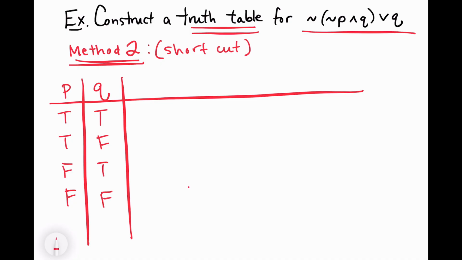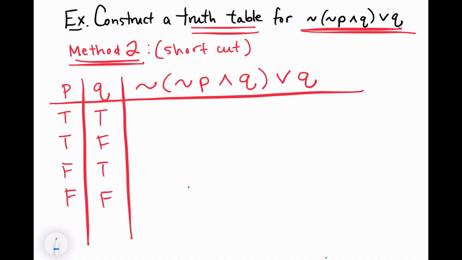Now instead of writing the statement piece by piece, I'm going to write the whole statement here: the negation of P, conjunction Q, and or disjunction Q. So I write the whole statement. I give myself plenty of space.